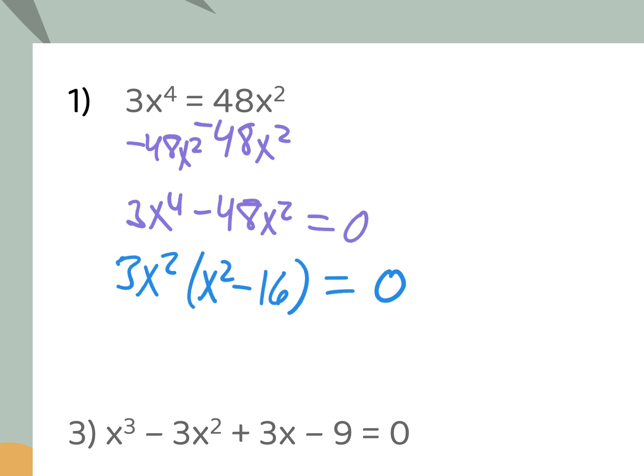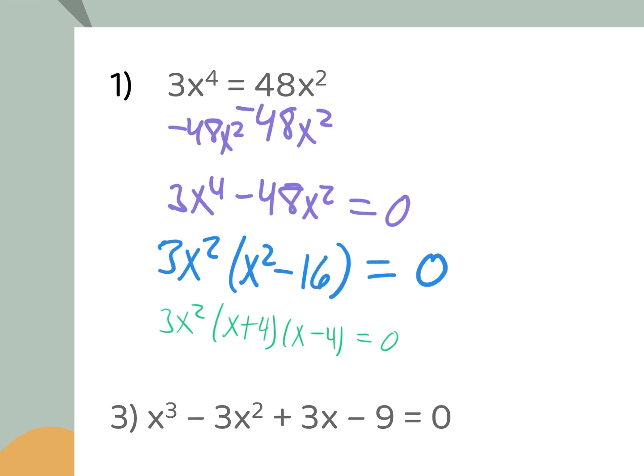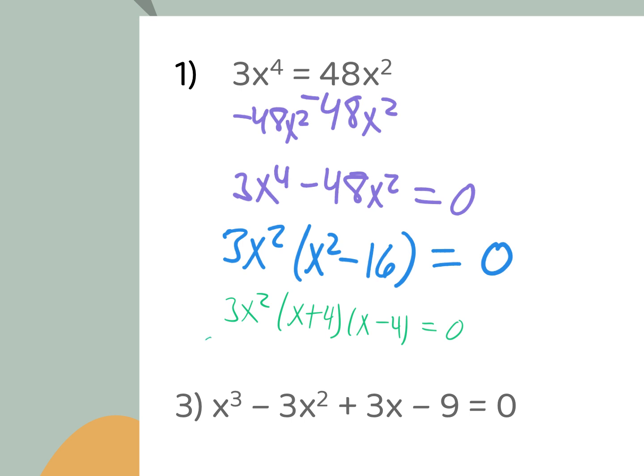How is x squared minus 16 going to factor? Square rooted. So it's a difference of squares, right? So we get 3x squared on the outside, and then we get x plus 4 times x minus 4 equals 0. Now that it's fully factored, just like in the last section, we want to set each factor equal to 0. So we get 3x squared equals 0, x plus 4 equals 0, and x minus 4 equals 0.